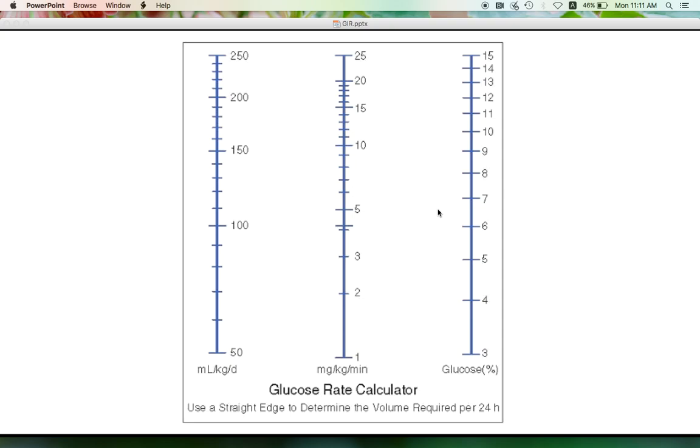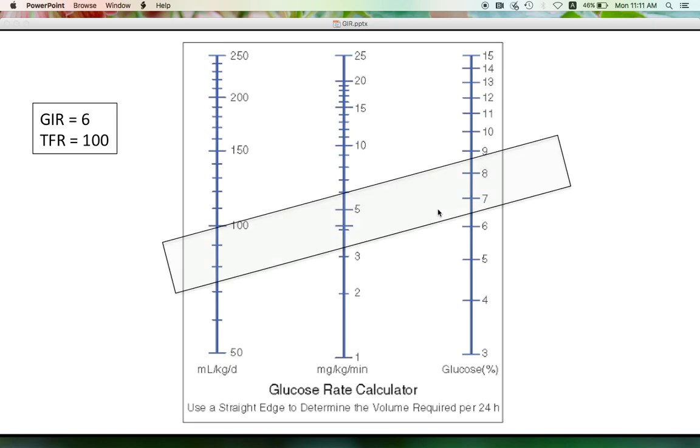So how to use this? Very simple. You just need a ruler or anything with a straight edge. Suppose you need to start a GIR of 6 with a TFR of 100. You just need a scale, and keep the edge so that it touches 100 on TFR and 6 on GIR, right? And now whatever value the edge of your scale intersects on the glucose line is your desired percentage, which in this case is roughly 8.5%.